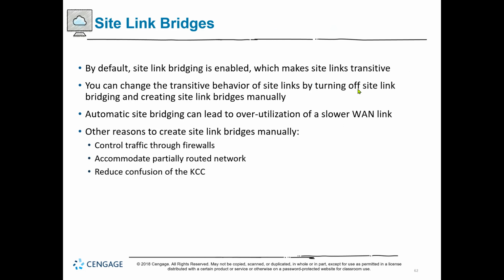Site link bridges. By default, site link bridging is enabled, which makes site links transitive. You can change the transitive behavior of site links by turning off site link bridging and creating site link bridges manually. Automatic site bridging can lead to overutilization of a slower WAN link. Other reasons to create site link bridges manually are to control traffic through firewalls, accommodate a partially routed network, and reduce confusion of the KCC.